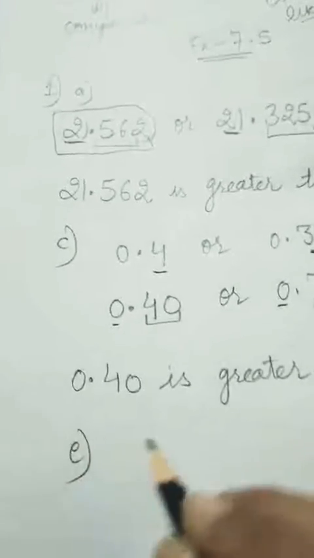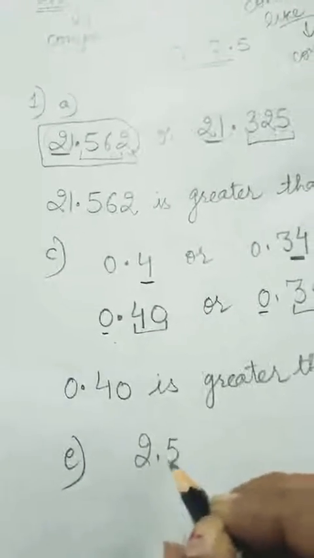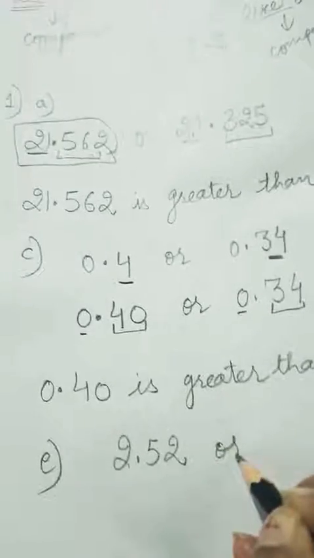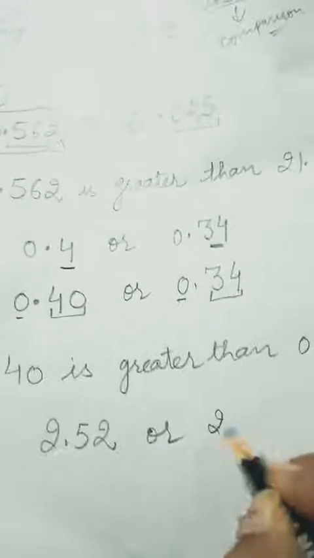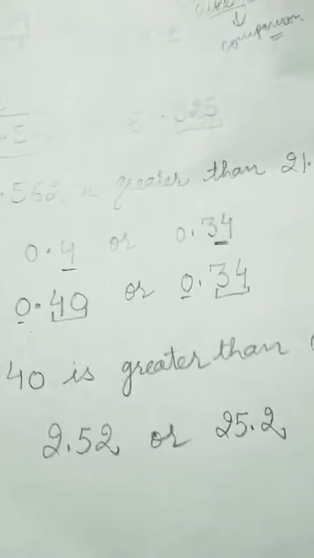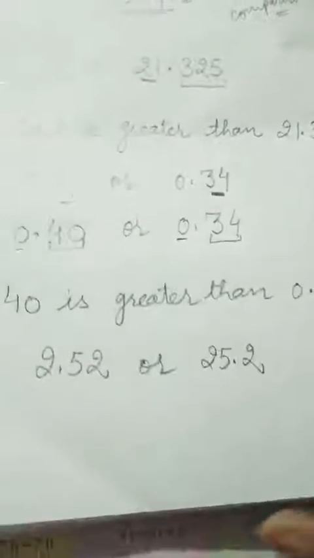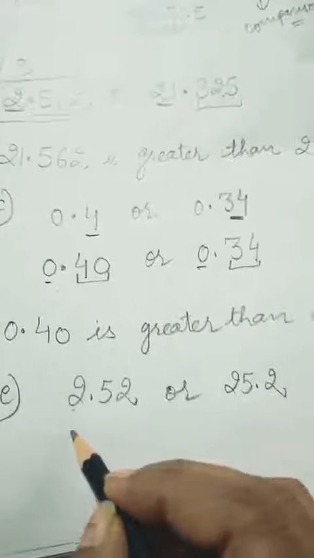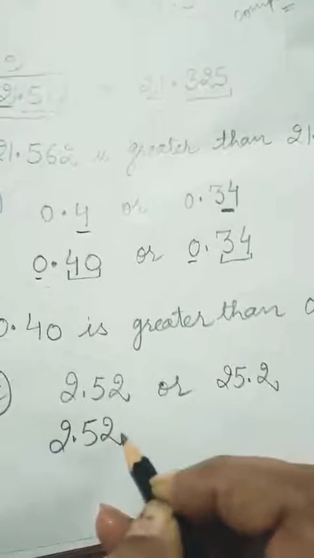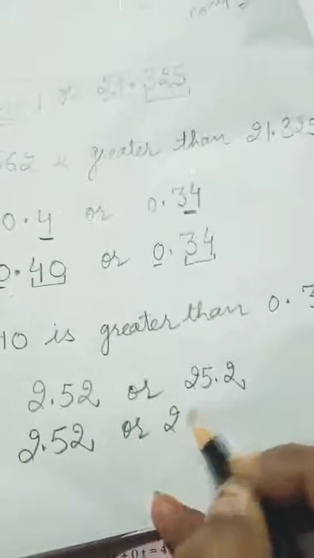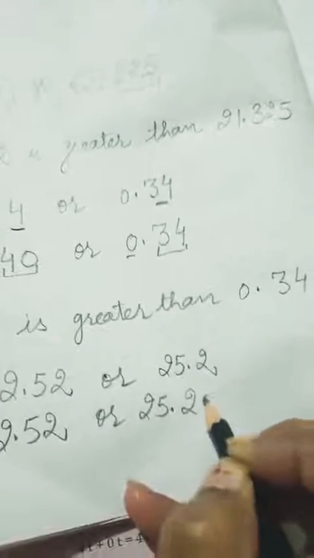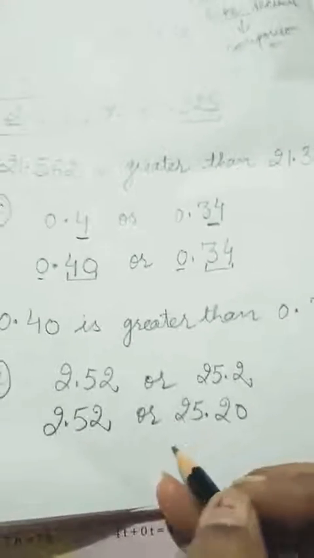Yes, in the same way we will do E part. What is there in E part? 2.52 or 25.2. Yes, and as we observed, these are the unlike decimals. We will convert them into like decimals. 2.52 or 25.20.